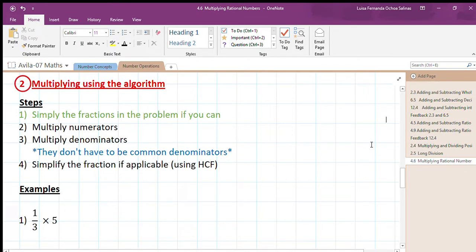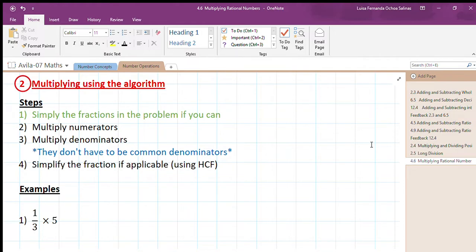Okay, multiplying using the algorithm. So algorithm just means the steps that you use to multiply fractions or rational numbers. Remember that rational numbers are just numbers that can be expressed as a fraction. So the first step is that you need to simplify the fractions in the problem if you can.